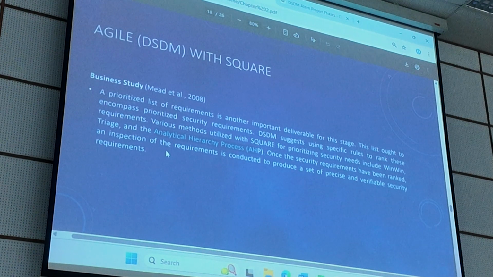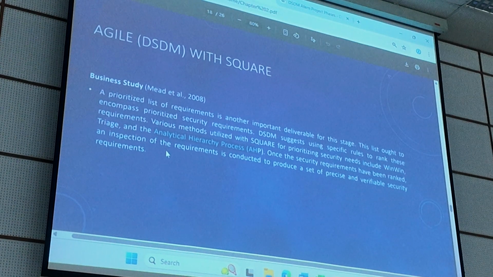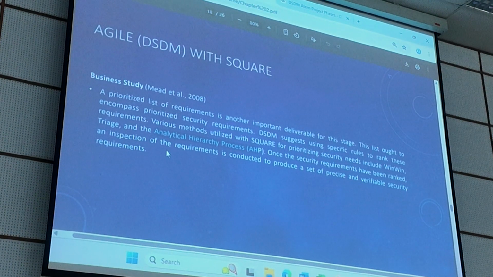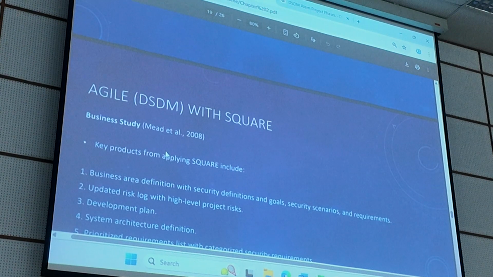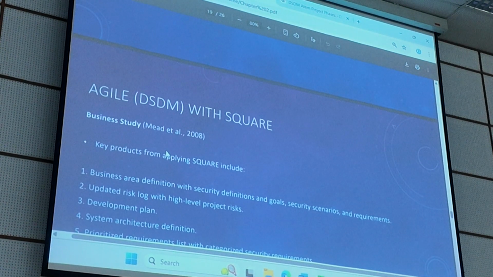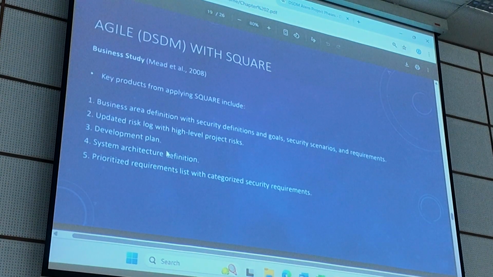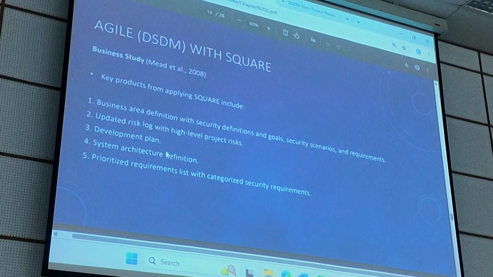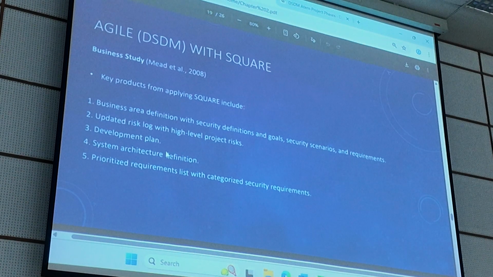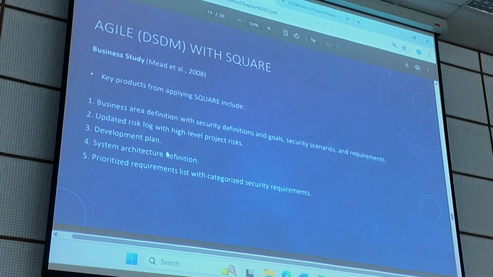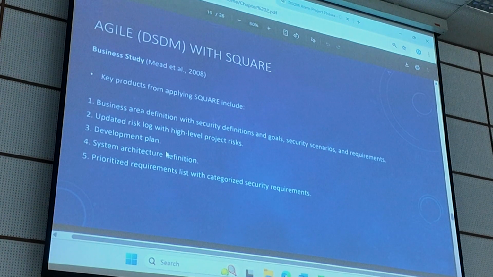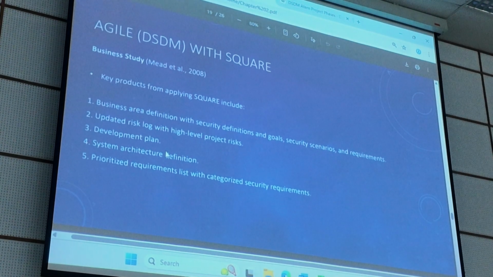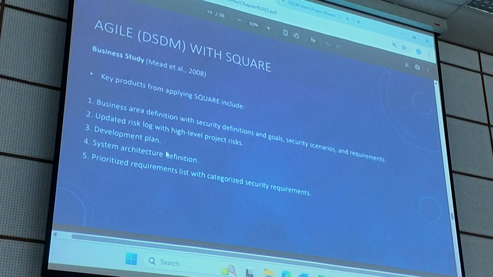Okay, you have your prioritized list being created. Then you will start to assess your security requirement already. Now look at this one. Key products for applying SQUARE include business area definition with security definition and goals, updated risk log and high level risk, development plans, system architecture definition, prioritized requirement list. These are the products when you apply SQUARE in Agile.